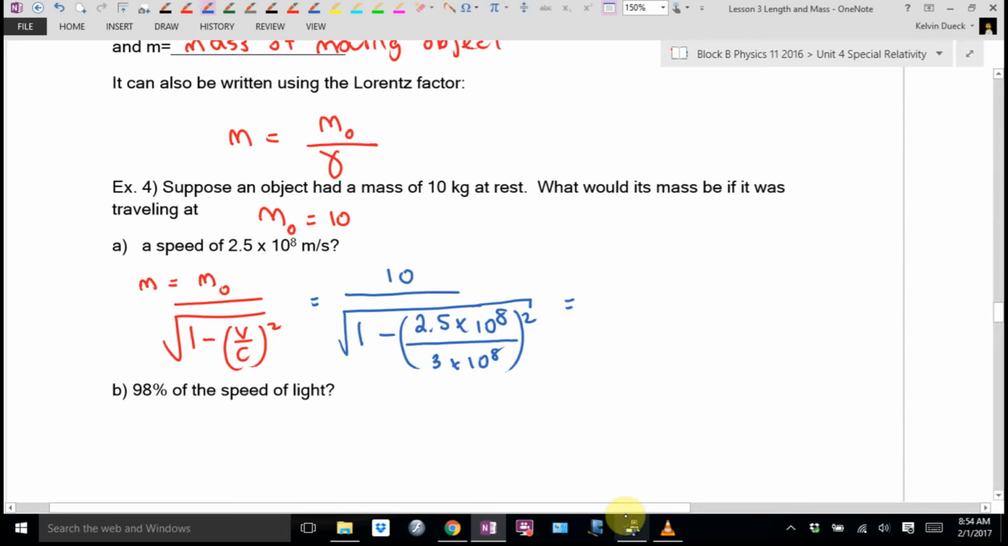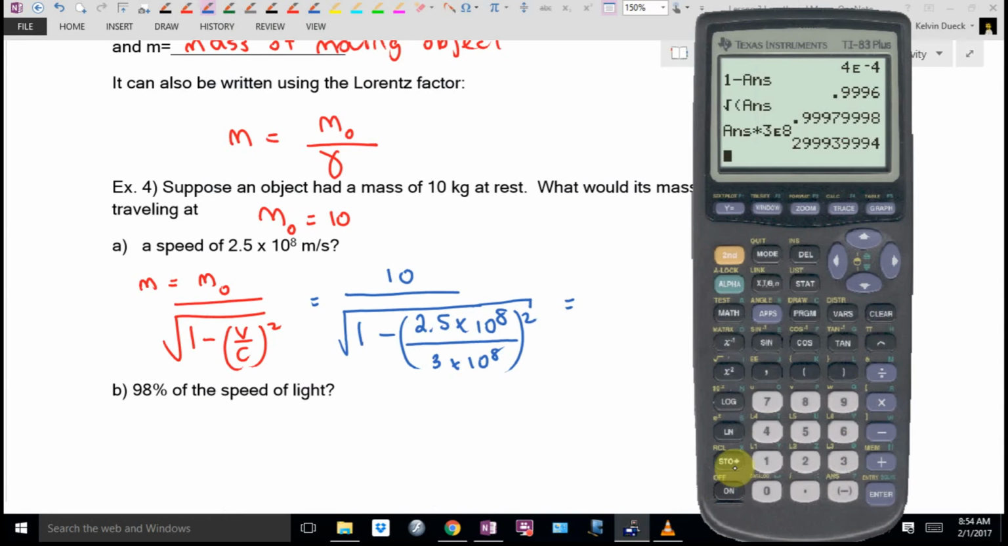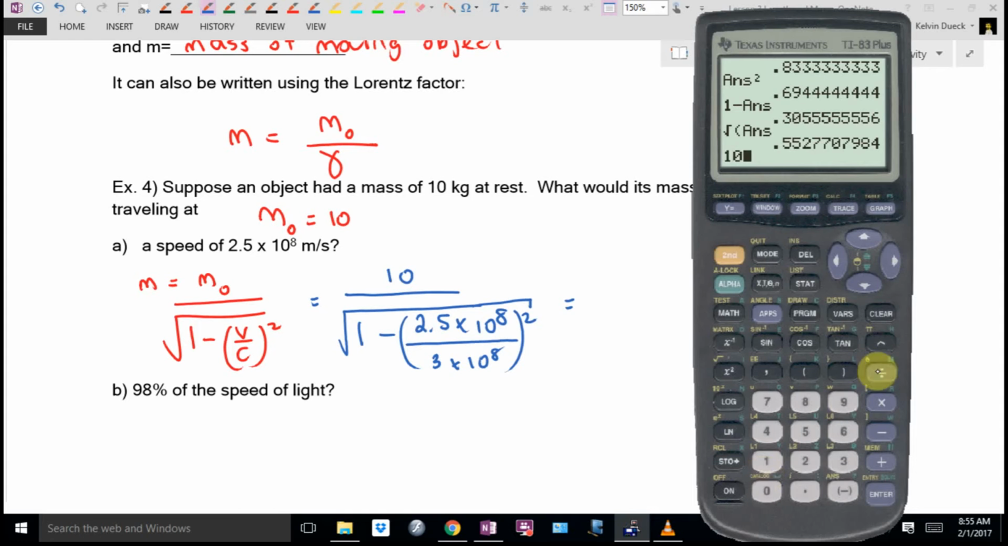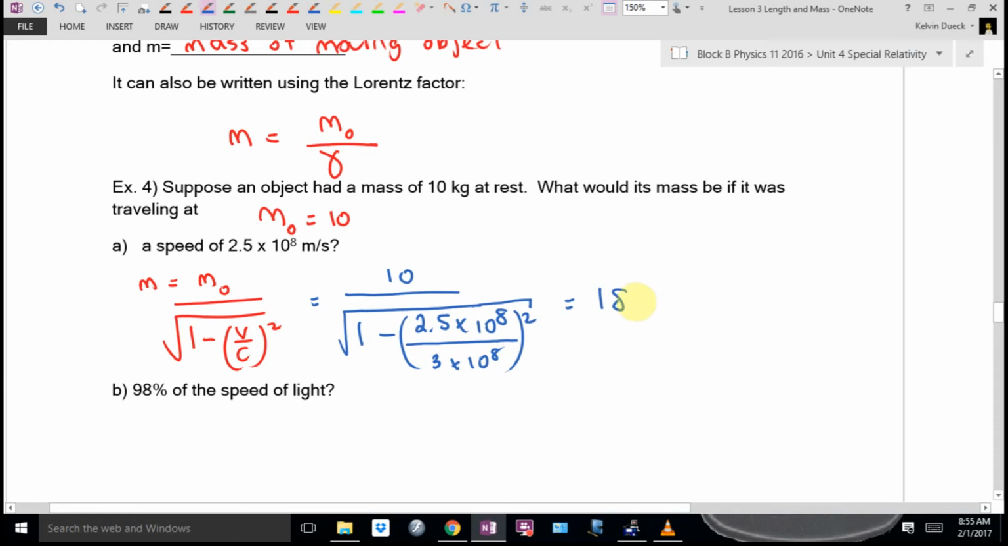However you type this in, I'm going to start inside the brackets. 2.5 scientific notation button 8 divided by 3 scientific notation button 8 equals 0.83 repeating, squared. 1 minus that is 0.305 repeating, a square root of that, and then it's 10 divided by that number. And at this speed, this mass that originally weighed 10 kilograms as its rest mass would weigh 18.1 kilograms.